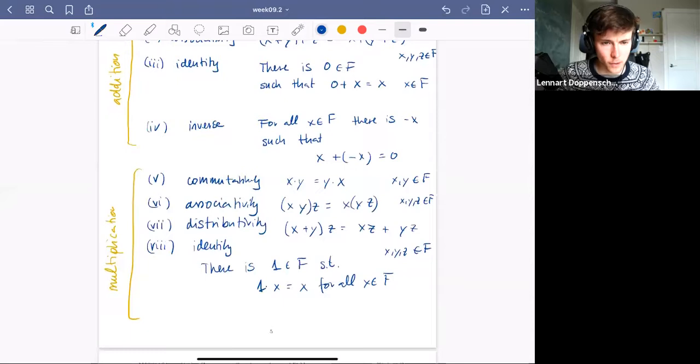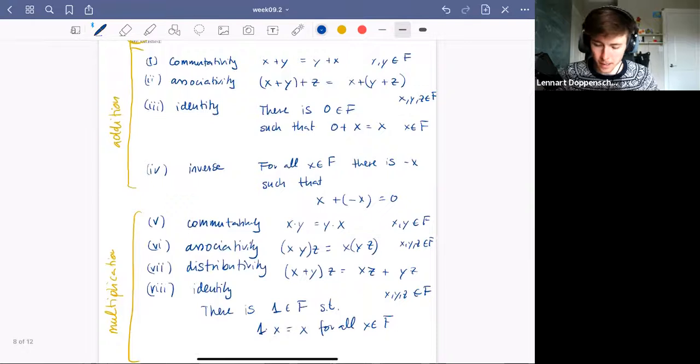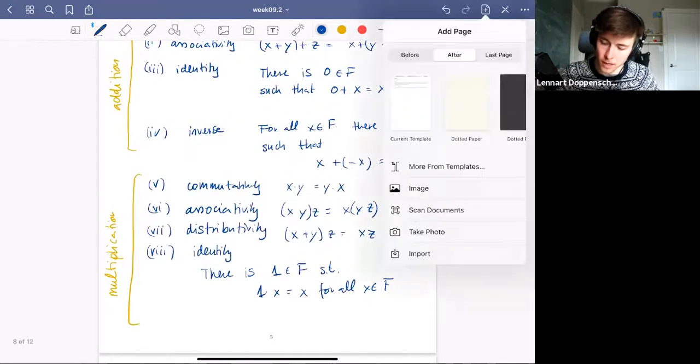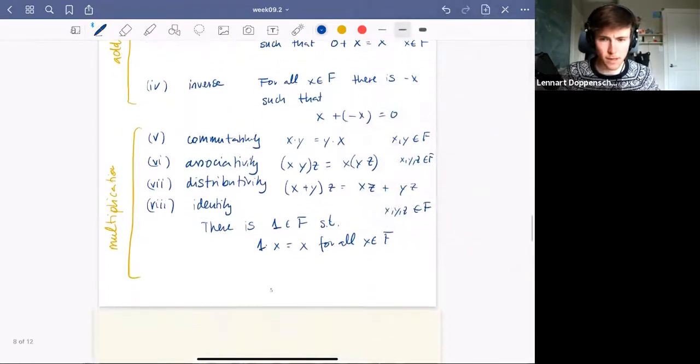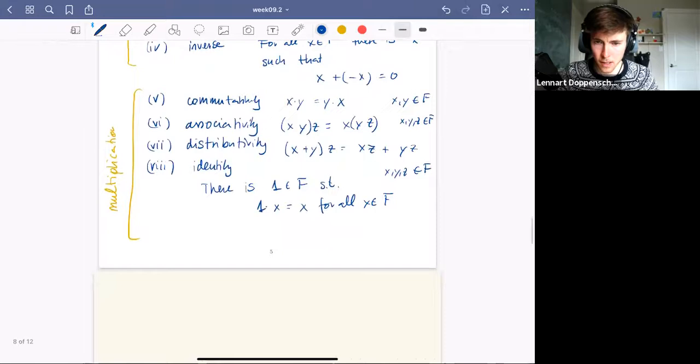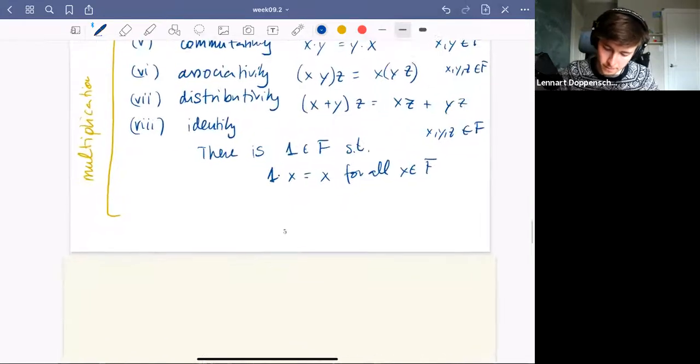And yes, so the question in chat, if this is different from a vector space, it's very different. There are things here that you don't have in a vector space. Maybe you can think about which ones you don't have in a vector space.